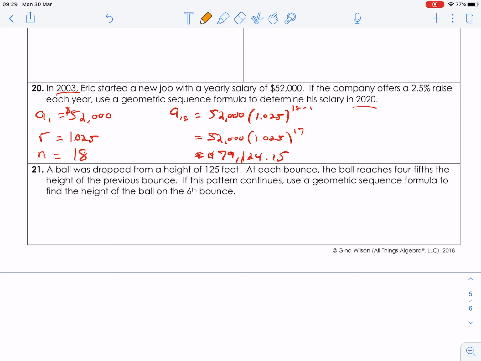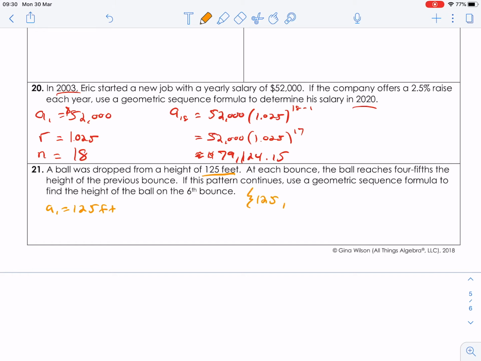Hey guys, I think they did number 1 or 21 incorrectly, so I'm going to explain why real quick. On the initial height, we have it at 125 feet, and we're looking for the height after the 6th bounce. So, let's set up a sequence here.